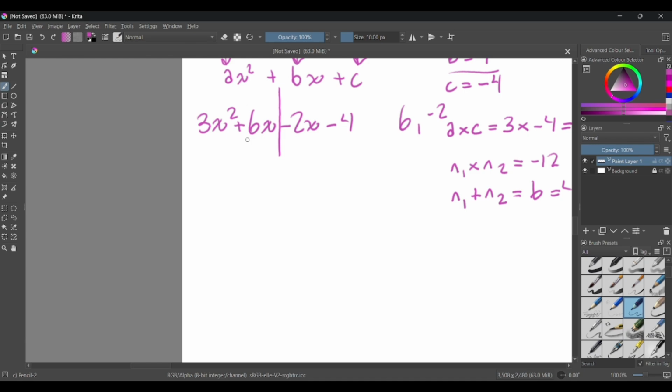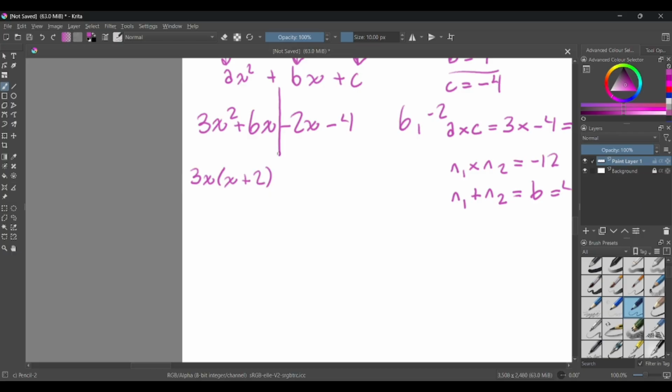What we can do is factor. Both of them have an x in them, and both of them are divisible by 3, so you can just factor out a 3x from both of these. 3x squared divided by 3x is equal to x, because the 3 gets canceled out and one of the x's gets canceled out. And 6x divided by 3x is just equal to 2.